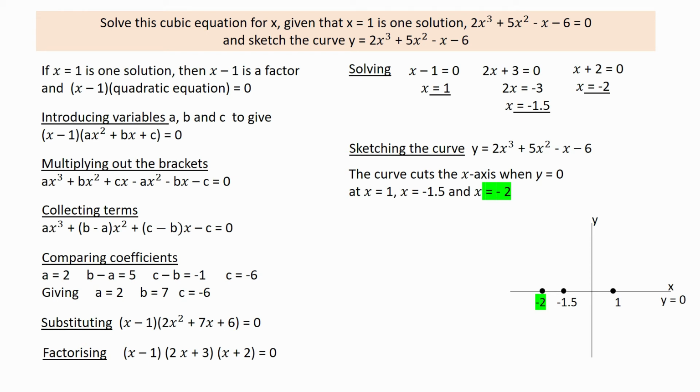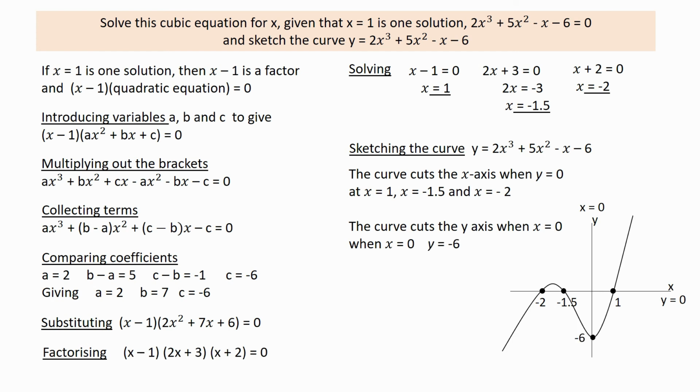The curve also cuts the y-axis when x equals 0. This is the vertical axis. Substituting x equal to 0 in the cubic equation gives y equal to minus 6. This point is plotted on the graph. Finally, joining these points gives the cubic curve.